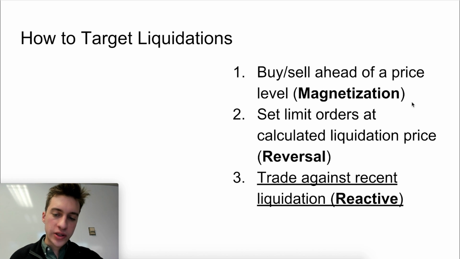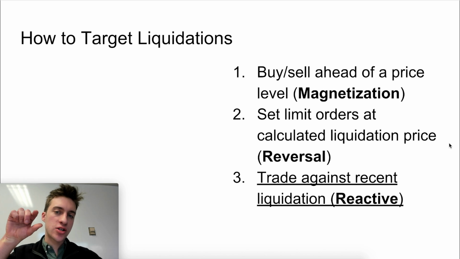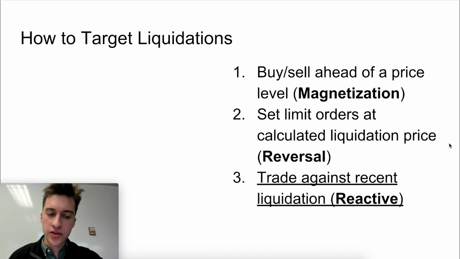2, we can set limit orders at a calculated liquidation price, just the reversal strategy. If I calculate that many traders on Ethereum are going to be liquidated at, let's say, 112.5, I could put a limit buy order at 112.5 with the expectation that price is going to quickly move down and then bounce right back up and have me in profit within a few minutes after many traders get liquidated.